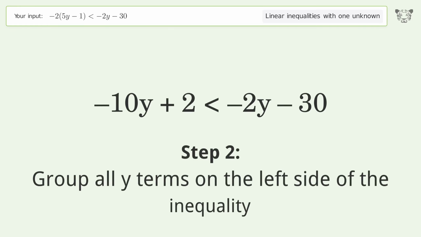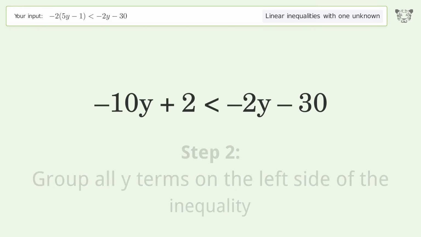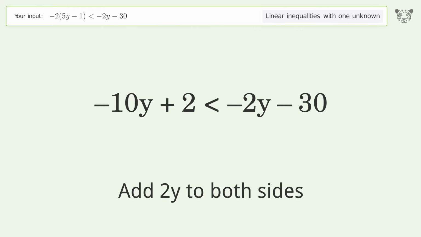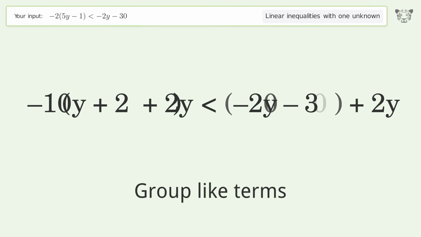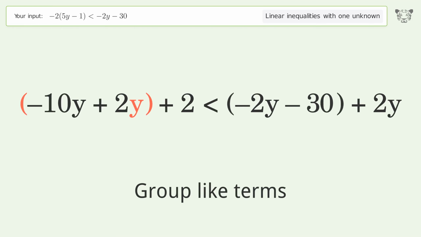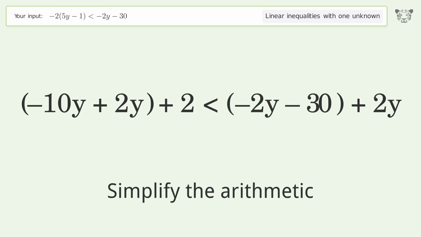Group all y terms on the left side of the inequality. Add 2y to both sides. Group like terms. Simplify the arithmetic.